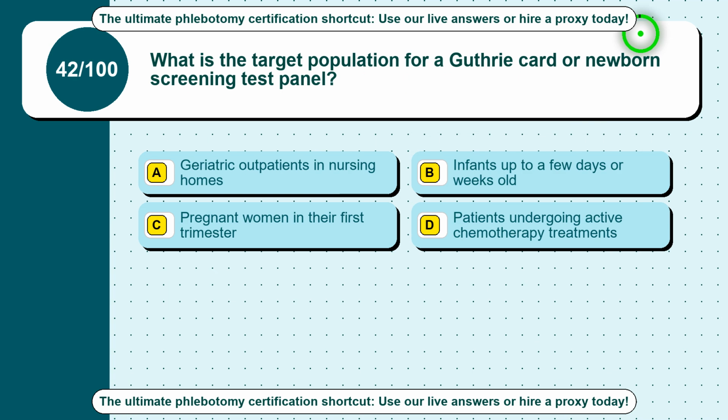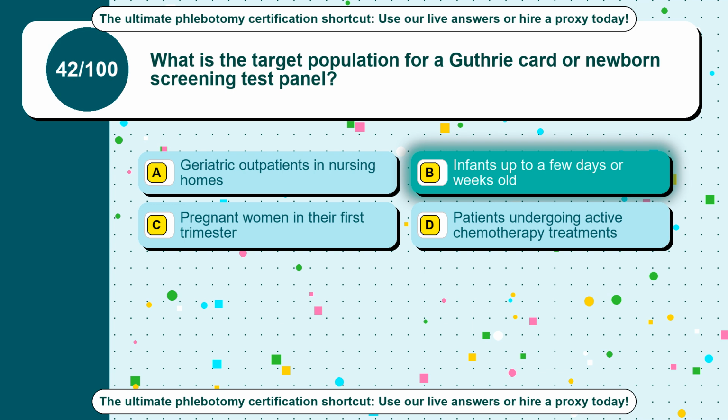Question 42. What is the target population for a Guthrie card or newborn screening test panel? Option A. Geriatric outpatients in nursing homes. Option B. Infants up to a few days or weeks old. Option C. Pregnant women in their first trimester. Option D. Patients undergoing active chemotherapy treatments.